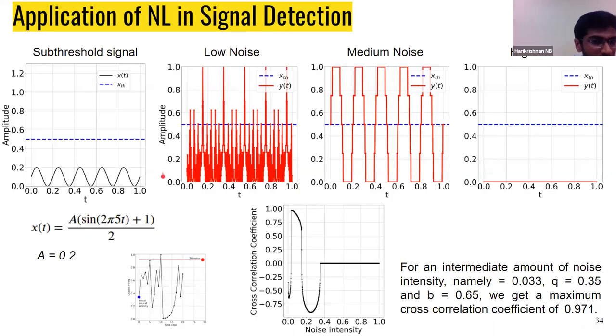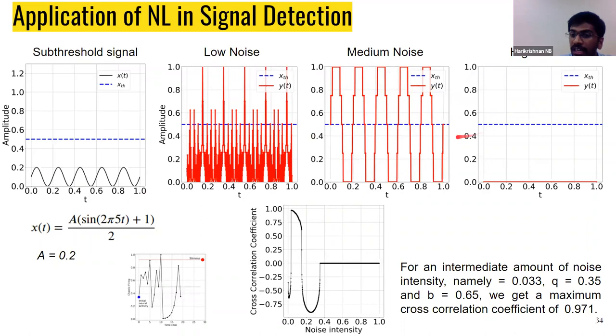Under very low noise intensity, we can see that it eventually crosses the threshold, but there's a total distortion in the shape of the signal. But for a medium amount of noise, it preserves the periodicity and the pattern. So what you see here is the normalized firing time after passing this x(t) to the ChaosNet architecture.